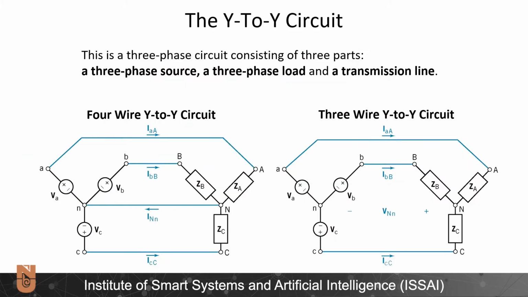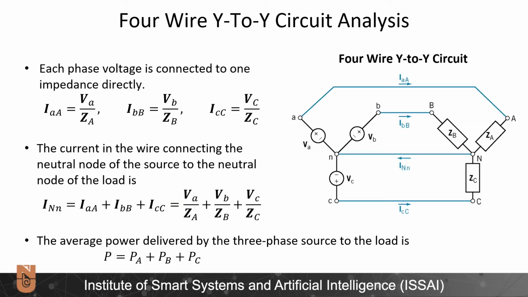A Y-to-Y circuit consists of three components: a three-phase source here, then a three-phase load consisting of the load impedances ZA, ZB, and ZC, and a transmission line in between. With respect to transmission lines, we have the 4-wire and 3-wire versions. In the 4-wire version, the neutral port of the source is connected to the neutral port of the load. Let us start with the analysis of the 4-wire Y-to-Y circuit.